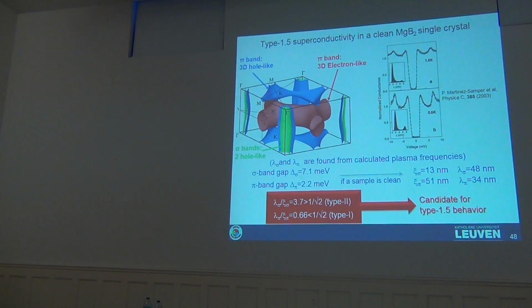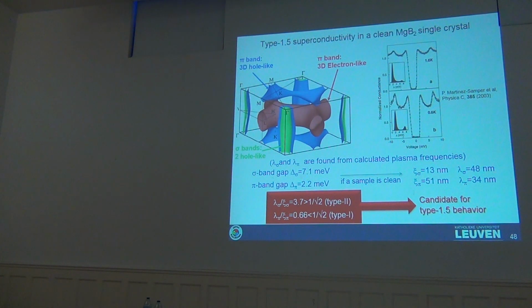2.2 milli-electron volt. And if a sample is clean, then this leads to xi related to sigma band 13 nanometers and lambda related to sigma band 48 nanometers. And xi pi band is 51 nanometers and lambda pi is 34. So you already suspect that this one is possibly in type 1 regime, and this one is clearly in type 2. So this is a good candidate for observing type 1.5 behavior.